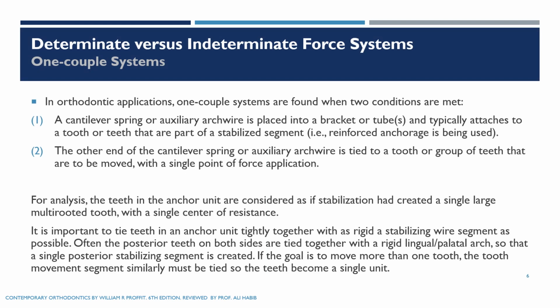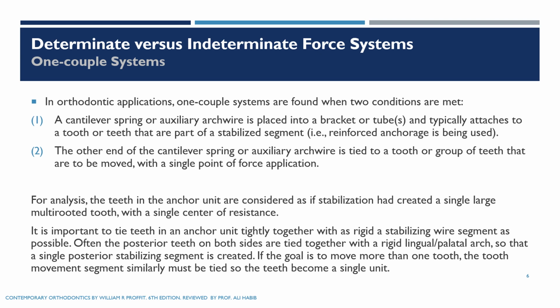So to make a force system determinate, or what we call a one couple system, it has to be like a cantilever spring or auxiliary arch wire placed posteriorly to the molar tube, where we will have the couple, and anteriorly is attached or tied to a group of teeth at a single point of force application. This will create a one couple system.